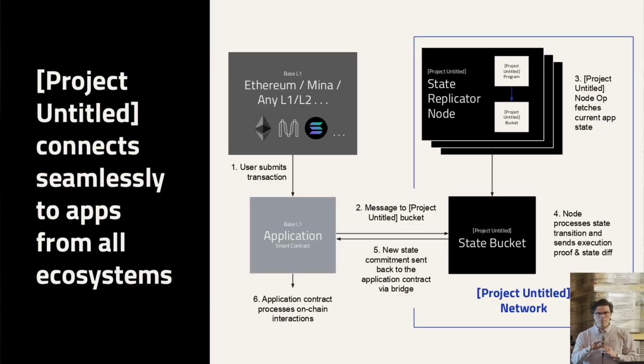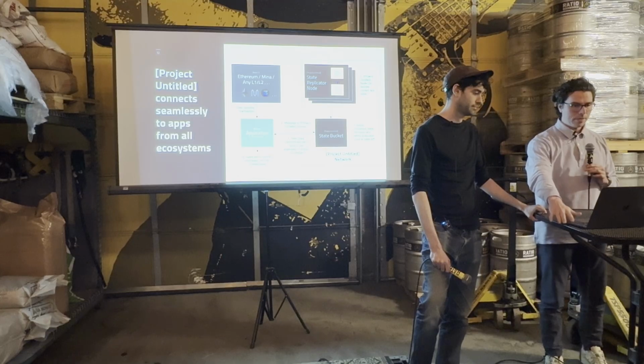I don't want to spend too much time on this because what this is really supposed to illustrate is that it's going to be its own dedicated system, and you're able to interact with it from any base chain. So think about it simply: you've got a user that submits a transaction through an application. That application has a contract that sends a message to a project Untitled bucket. So think of it like a state bucket. Then through the actual network itself, the node ops will fetch the current state, process the transition, and then send the execution proof and the state diff back to that application, likely using some sort of bridge.